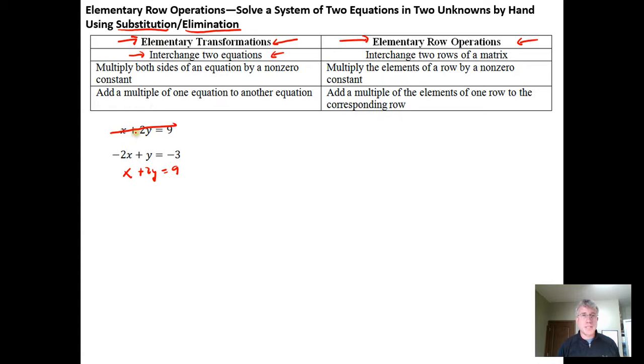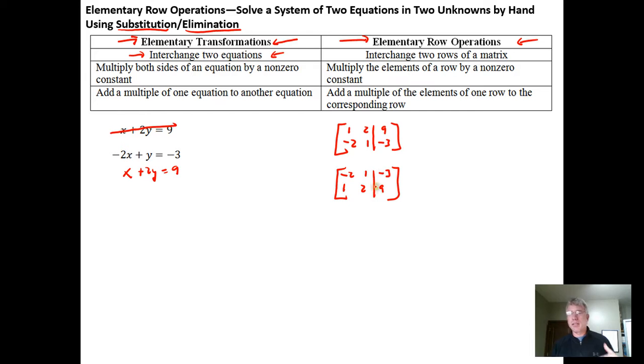So if I take a system like this and I put it in its matrix form, 1, 2, 9, and negative 2, 1, negative 3. Remember, in matrix form we just put the coefficients into the matrix, and this is an augmented matrix. An elementary row operation is to take two rows of a matrix and interchange them. So the 1, 2, 9 can become the bottom row, and the top row can become the negative 2, 1, negative 3. And if we do that, we shouldn't have impacted the solution set because we've done nothing more than change the order of the two equations.